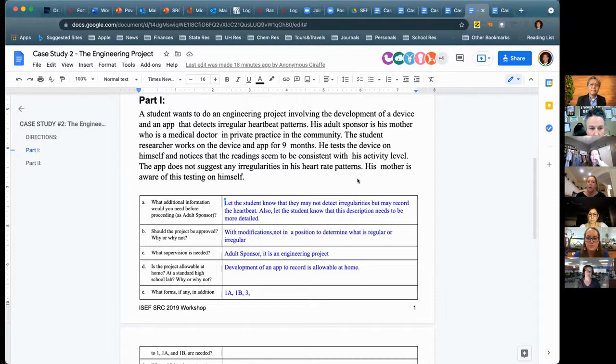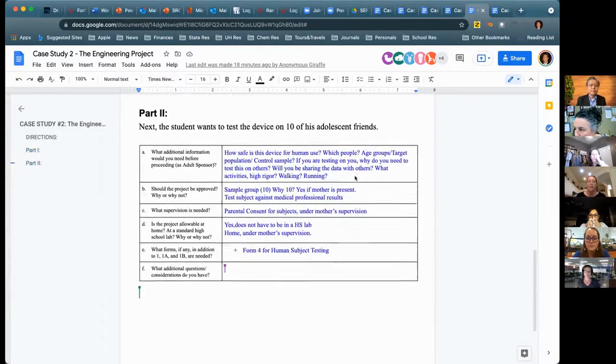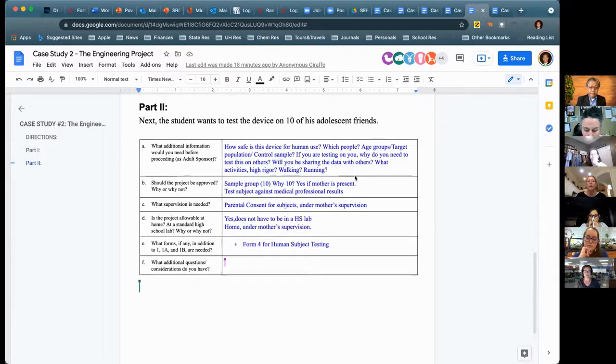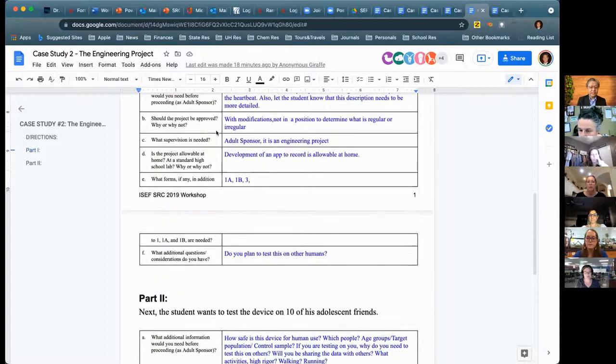In the next part, he wanted to test it on friends. And at that point, it would become a human subjects project because he's no longer testing it on just himself. Again, if he wanted to compare this to heart rates, his mother, who was the adult sponsor and also a physician, could become the qualified scientist and could allow him, in her presence, to test it on other people, have informed consent, of course, and then allow him to compare it to another device that would accurately measure a heartbeat. And therefore, he could have some data. All right, so pretty short and simple.